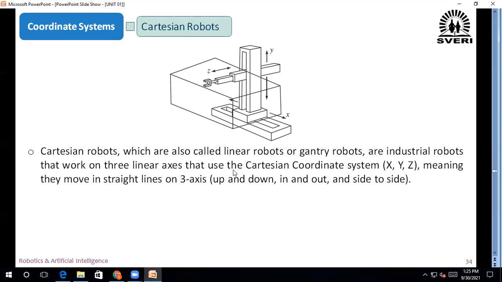Cartesian robots, which are also called linear robots or gantry robots, are industrial robots that work on three linear axes that use the Cartesian coordinate system X, Y, Z, meaning they move in straight lines on three axes: up and down, in and out, and side to side. Up and down means along Y axis, in and out means along Z axis, side to side means along X axis.